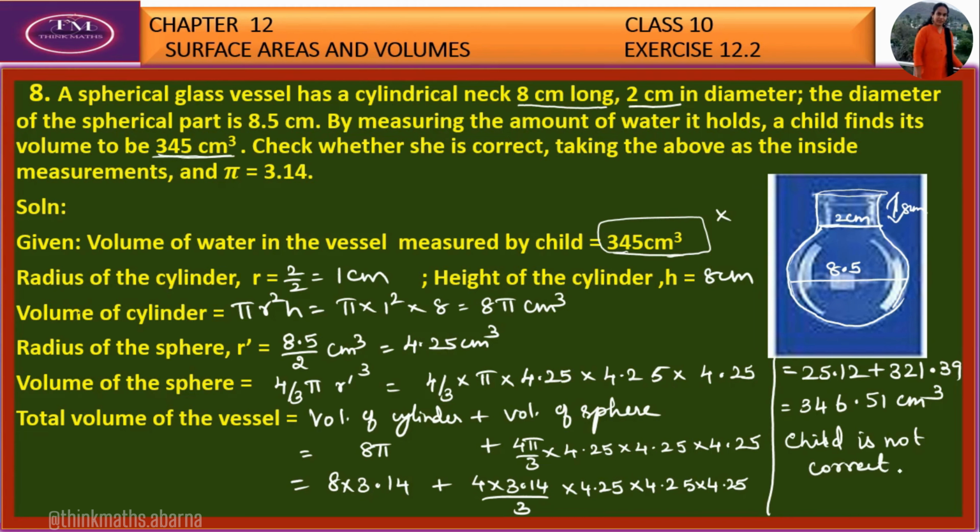Okay, children, I hope you can understand this problem. With this, exercise 12.2 is completed, and also the chapter 12, surface areas and volumes, is complete. Okay. In the next session, we will discuss chapter 13.